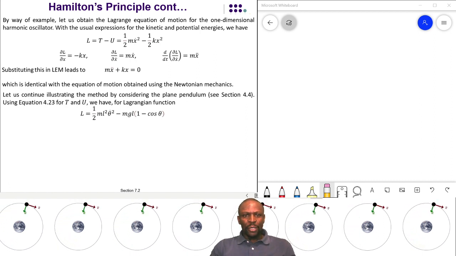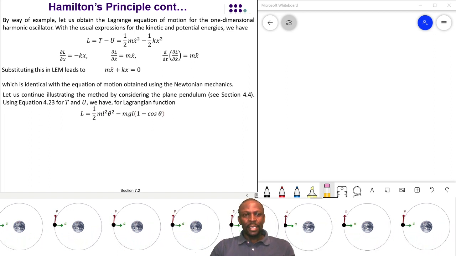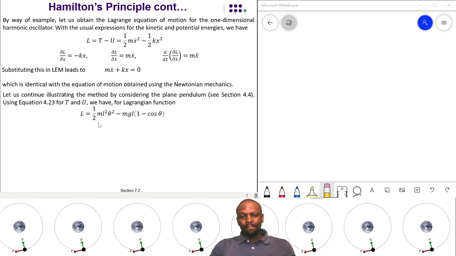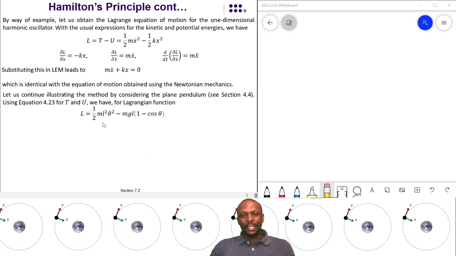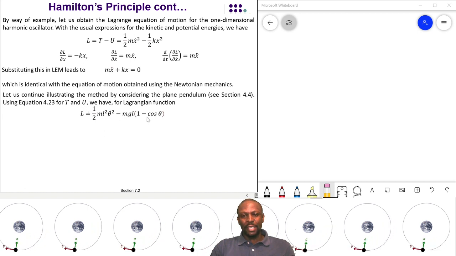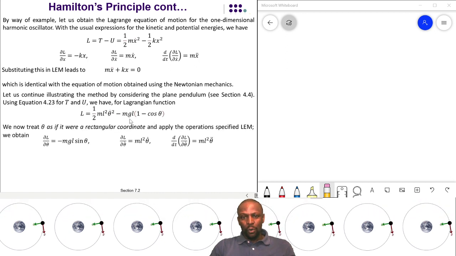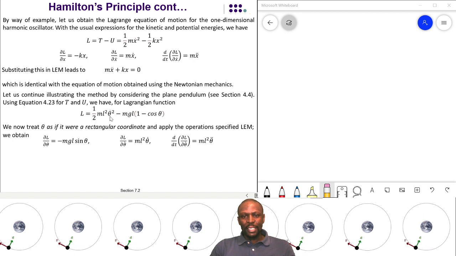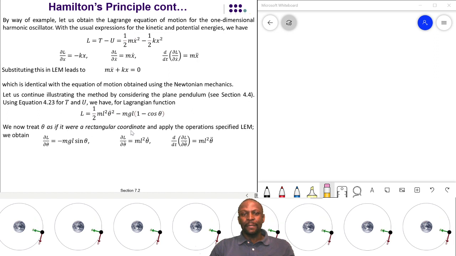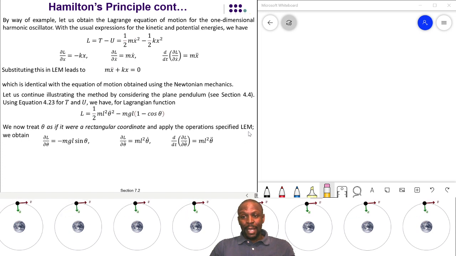Now, let's continue to illustrate the method by using the plane pendulum, for an example, the one given in section in chapter 4. Now, if we use the Lagrangian based on the kinetic energy and the potential energy of that, then the Lagrangian will just be given by this equation. Now, what we can just see is that we now treat theta as if it were a rectangular coordinate and apply the operation specified by the Lagrangian equation of motion.